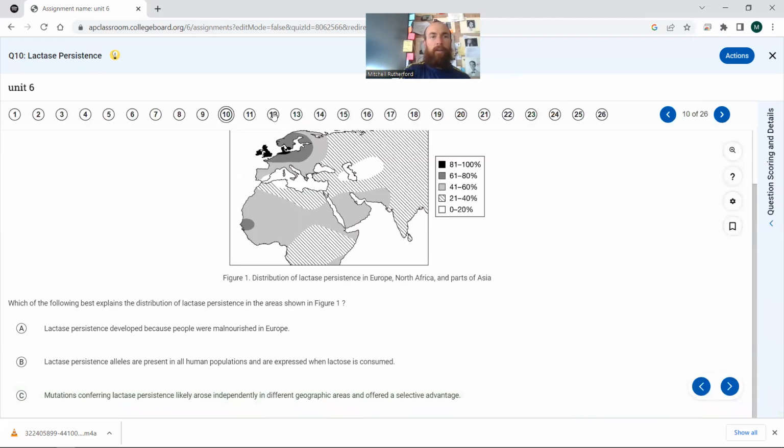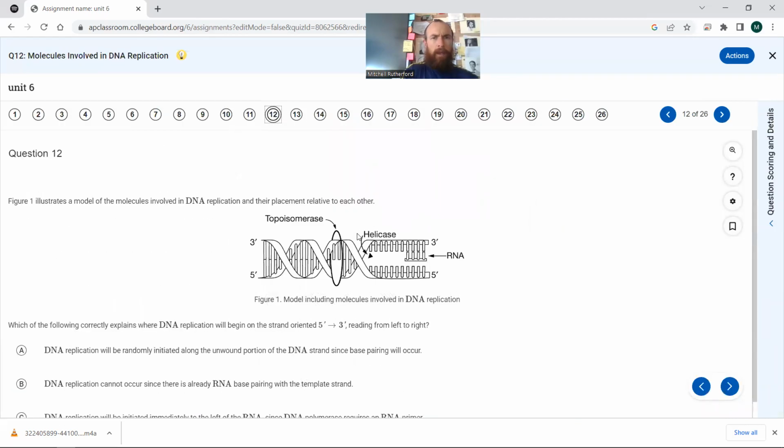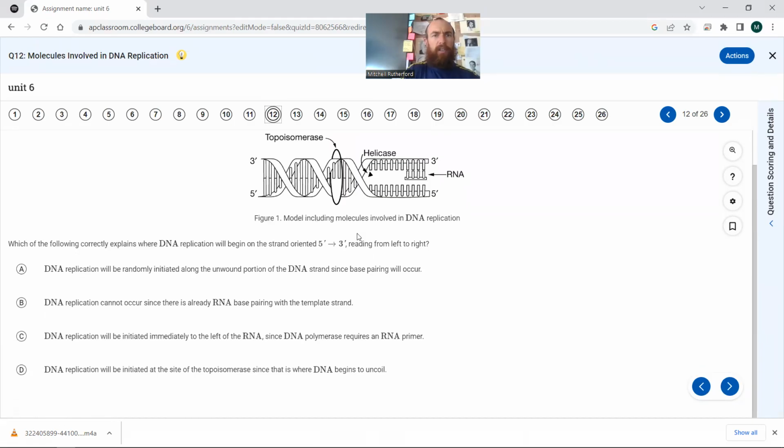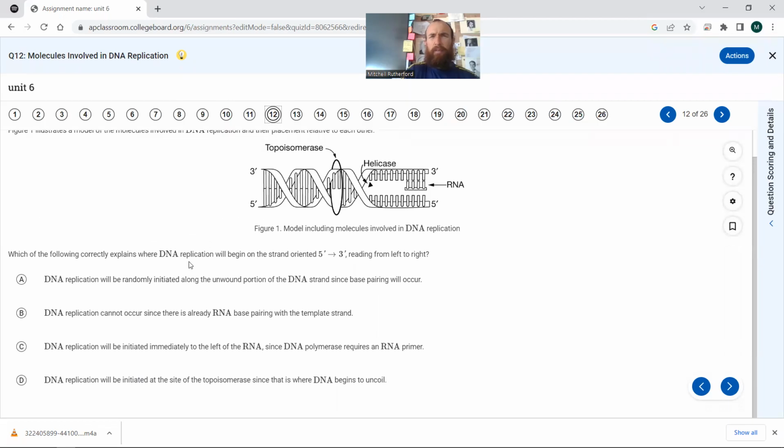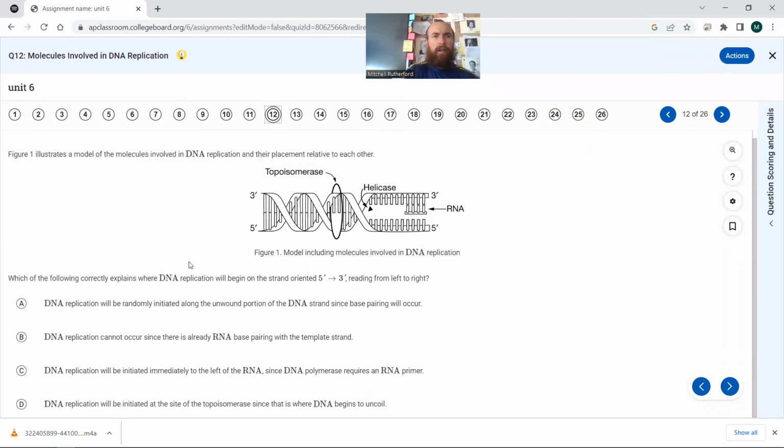Okay. 12. All right, great. I'm seeing topoisomerase, helicase. I know we're talking DNA replication. Hell yeah. Going down here and the answer's DNA replication. Great. So we have cannot occur, will be initiated immediately, site. Okay, so it looks like some sort of malfunction question. I think, so it says, which of the following correctly explains where DNA replication will begin?